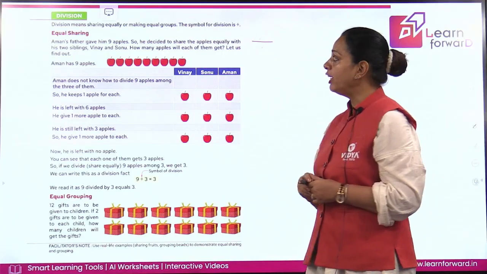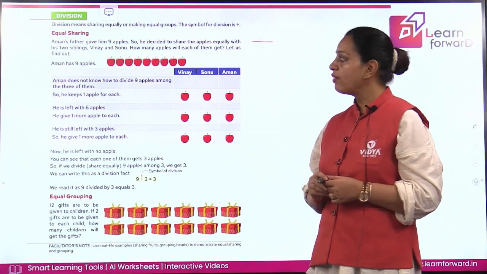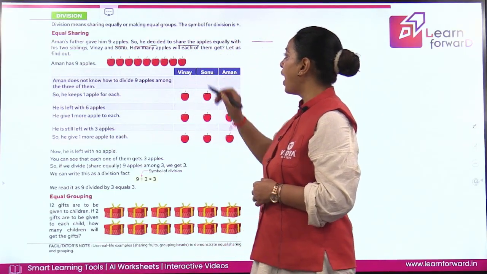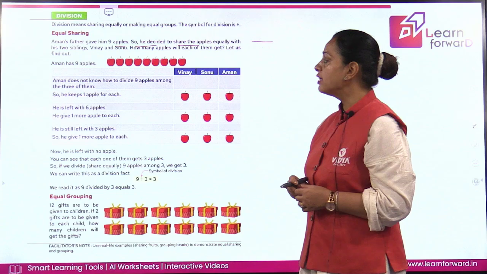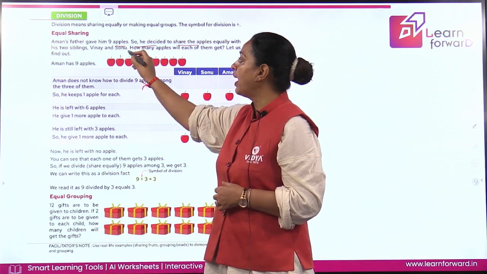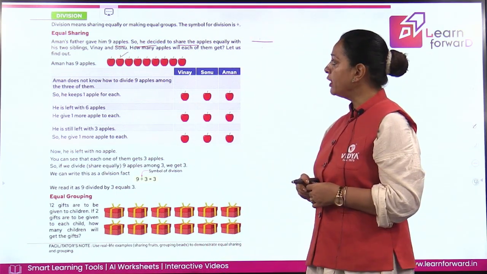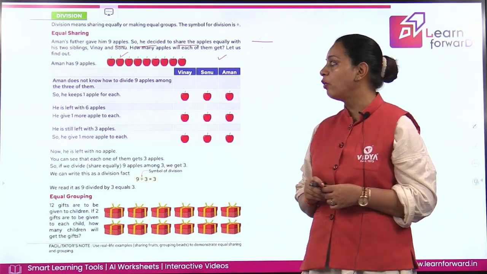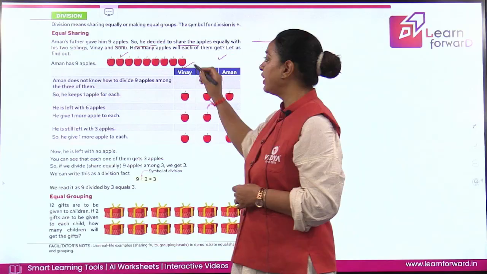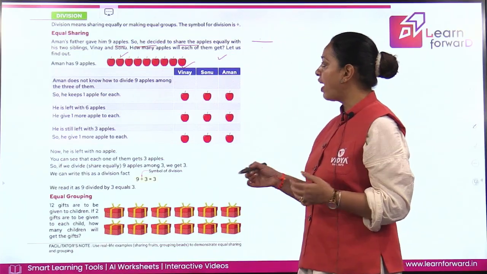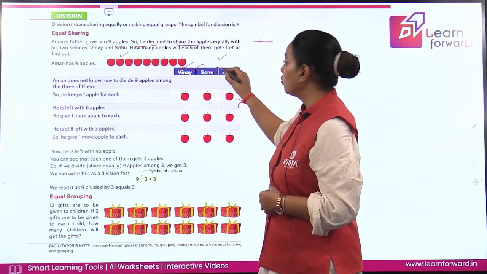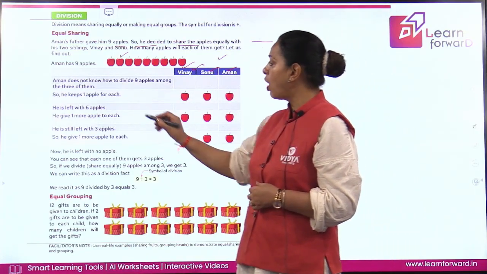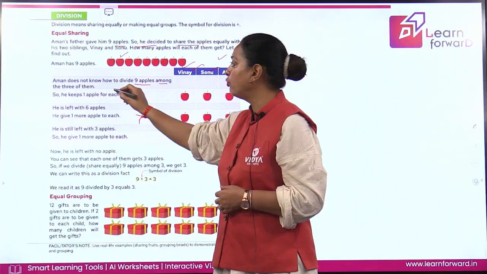Okay. Now equal sharing. Aman's father gave him 9 apples, so he decided to share the apples equally with his 2 siblings, Vinay and Sonu. How many apples will each of them get? Let us find out. So Aman has 9 apples. Now he is dividing 9 apples into 3, that is Vinay, Sonu and Aman. So Aman doesn't know how to divide 9 apples among the 3 of them.